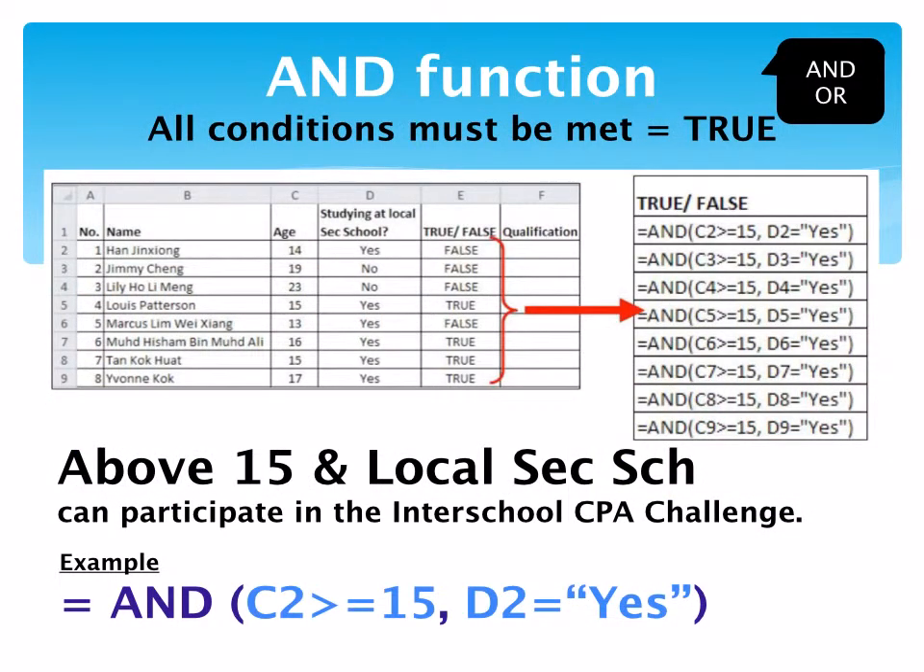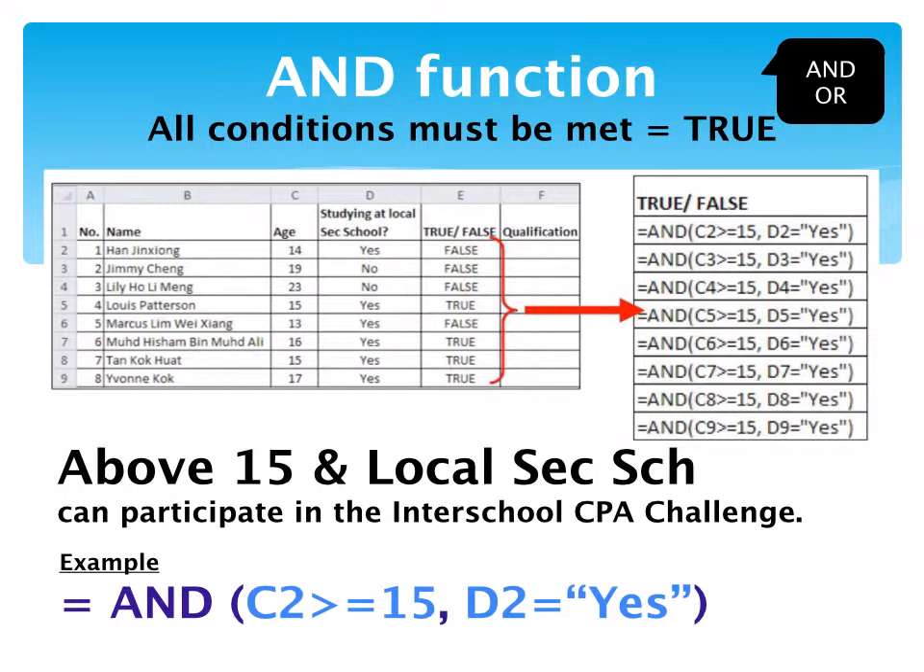For the and function, 2 conditions must be satisfied for the and function to return a true. The and function has at least 2 arguments. Both of them are conditions only. In this above example, only students who are above 15 years old and from the local secondary school can participate in the Inter-School CPA Challenge.